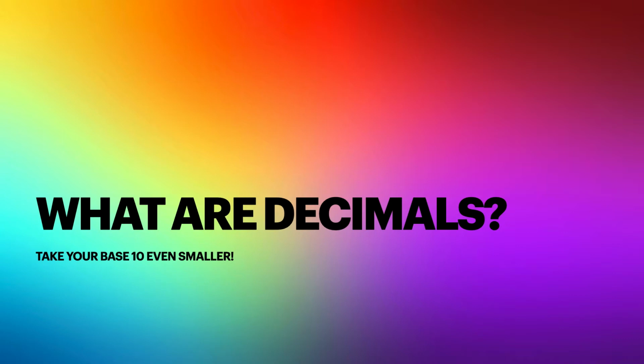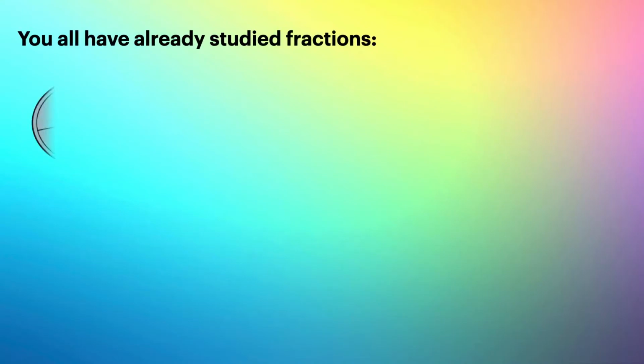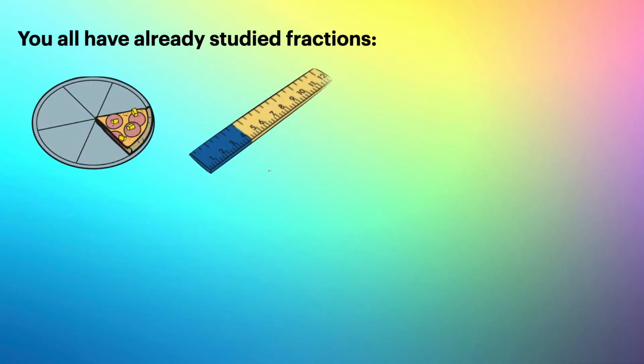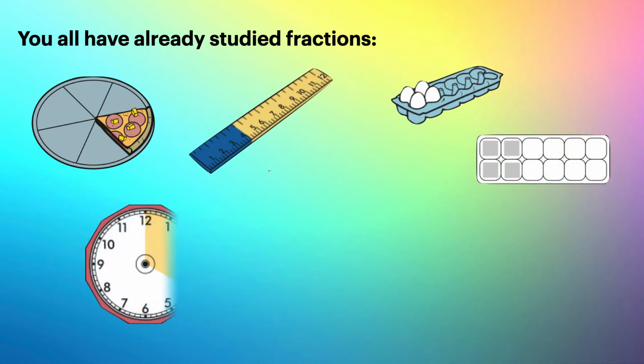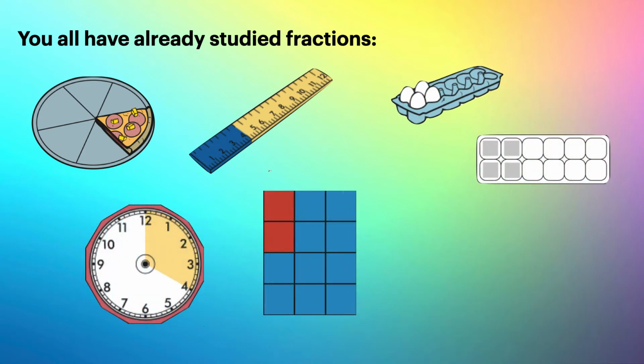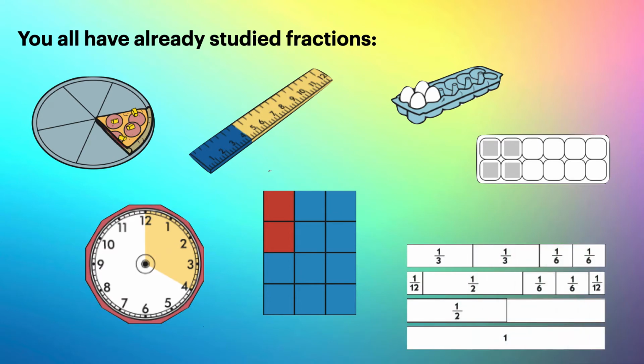So what are decimals? Well, like fractions, they are dealing with numbers that are less than 1. Now you all have just studied fractions. We studied fractions on all different types of objects, like on a pizza, on a ruler, on an egg carton, on a clock, on a chocolate bar. We even compared fractions. And with all of these different objects, no matter what we were looking at, we were learning how to break them into parts that were smaller than 1, sometimes into 6 pieces, or even in twelfths.